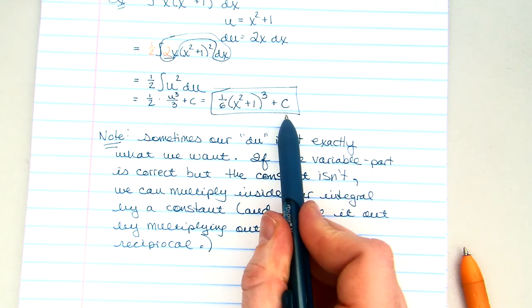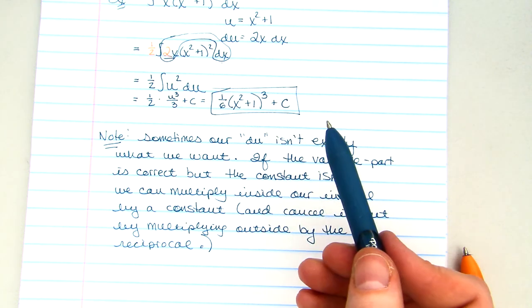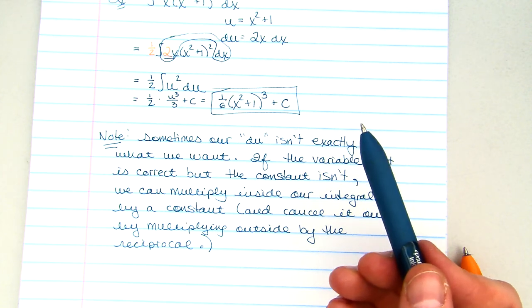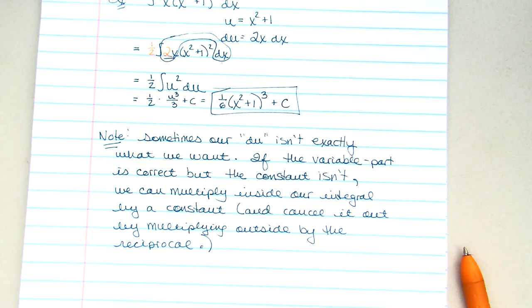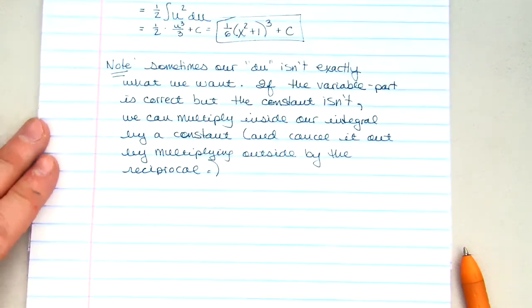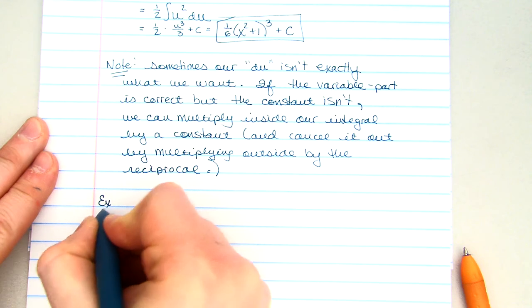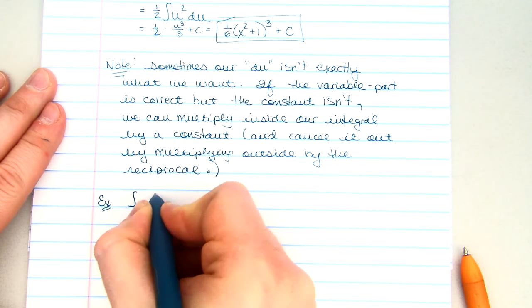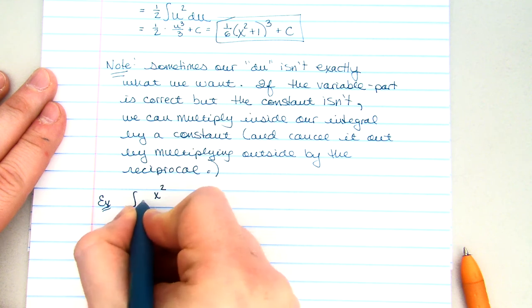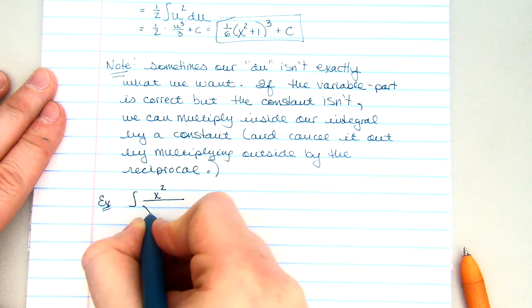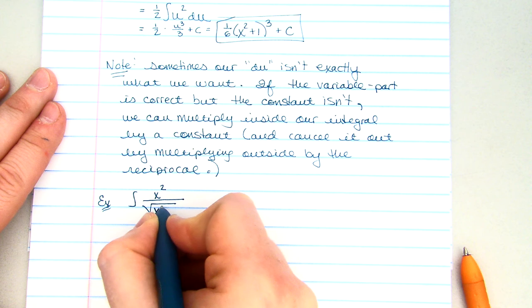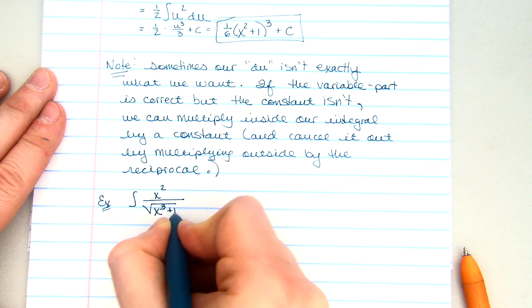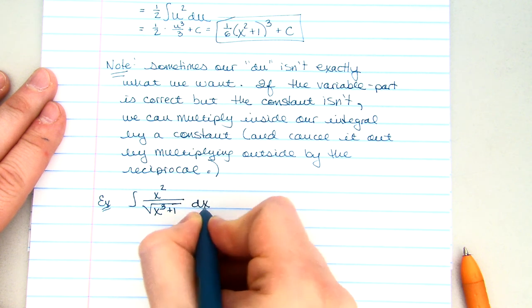Over here, what's a constant times a half, though? Still just a constant. So we can just leave it as plus c. Okay, so I need to show you a few more of these. Let's take a look at the integral of x squared over the square root of x cubed plus 1 dx.